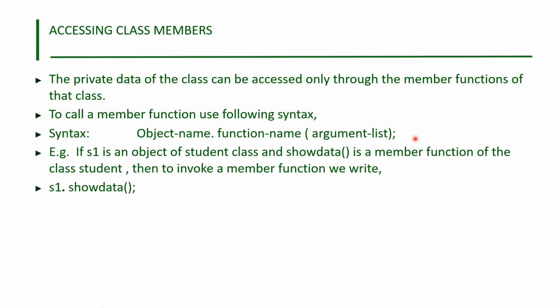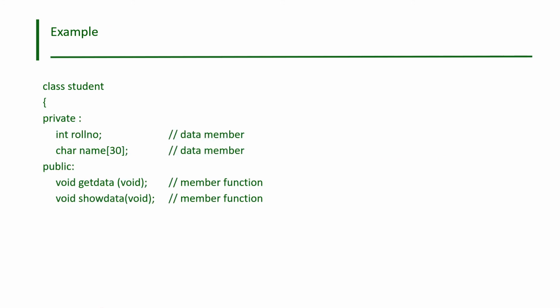Next is accessing data members, the class members. How will we access a class member? We have a simple syntax: object name, dot, function name and argument list. For example, suppose I have a class student with two objects S1 and S2. Right now we take only the S1 object, which has a show data member function. So how can we call it? First the object name S1, then dot, the member access operator, and then the function name, show data. So this is one example of a class.